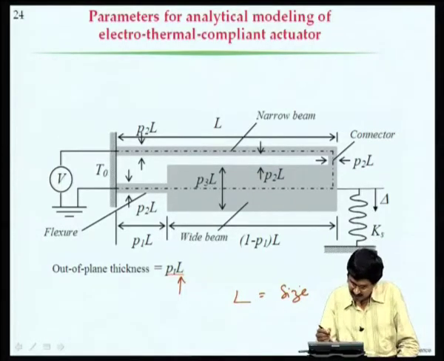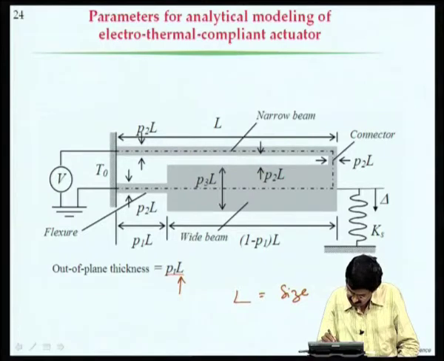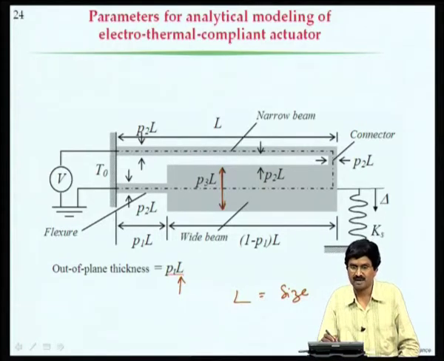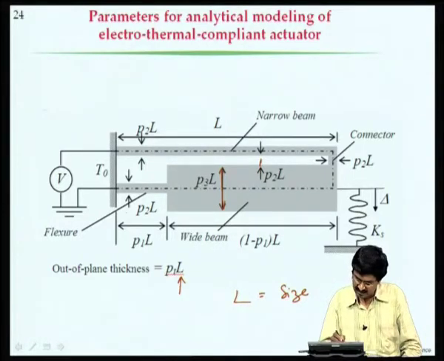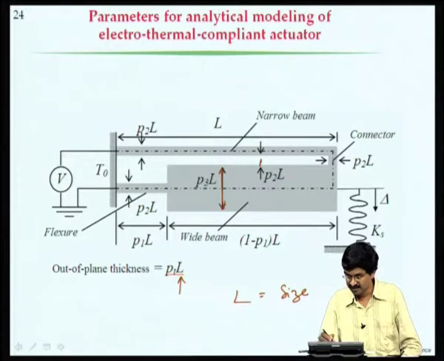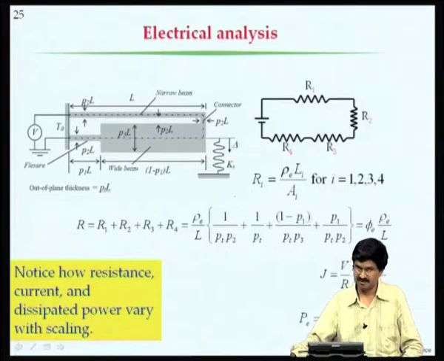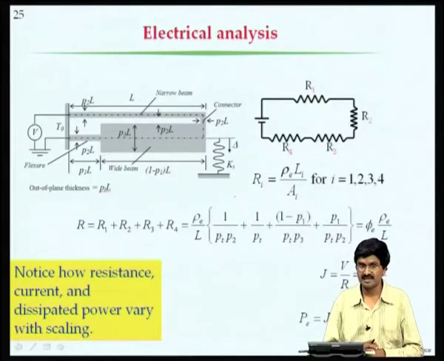So, now in this case what we are saying is this dimension is P 3 times L. So, we are keeping the P 3 as a proportion parameter, and likewise P 2 for this gap, and this thickness also P 2, this length is P 1, and this in plane width is also P 2, and so forth. By introducing these proportion parameters, we can analyze this structure. The first thing is the electrical analysis.